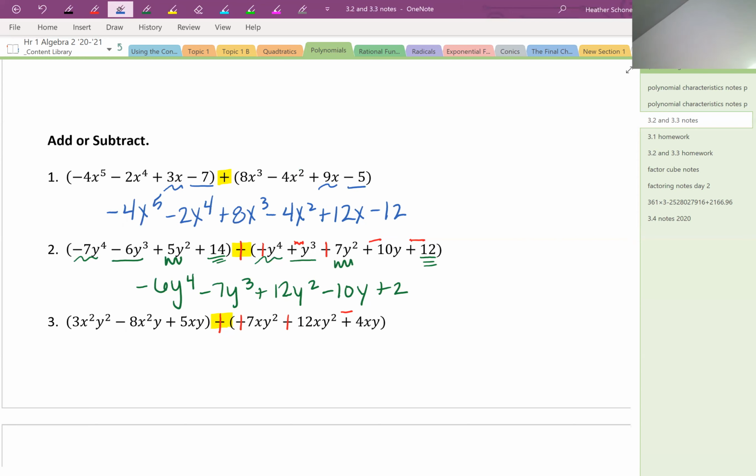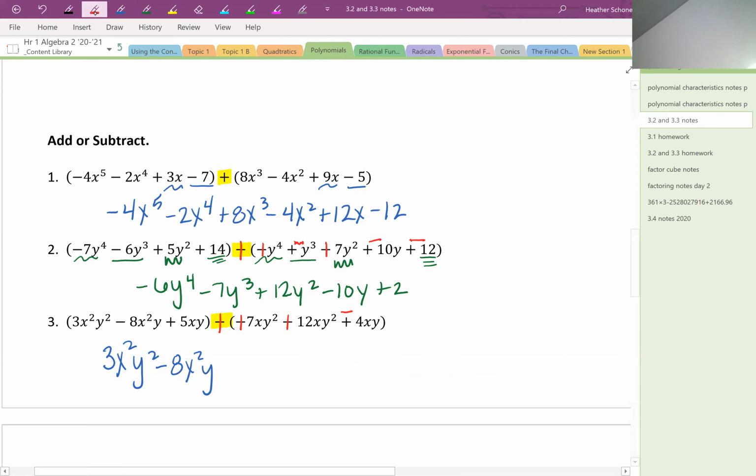So let's see what we combine. So on this one, x squared, y squared. I have no more of those. So I have 3x squared y squared. Then here I have x squared y. No one of those. So I have minus 8x squared y.